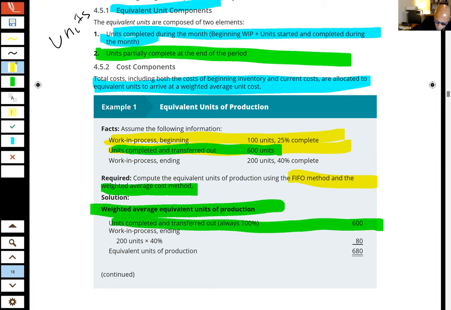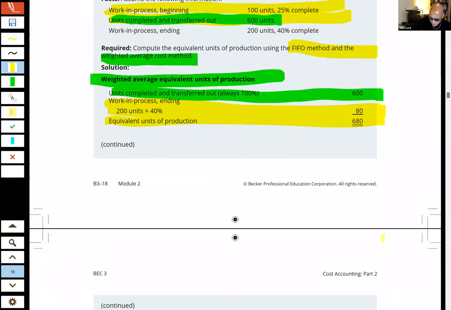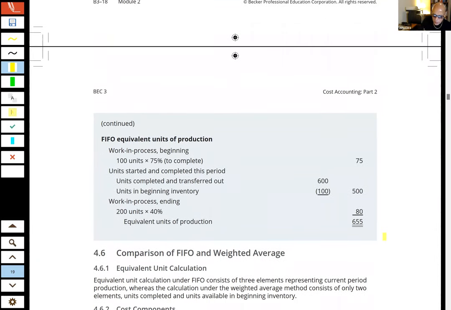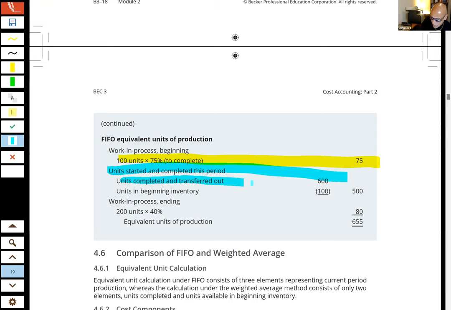Then you come over. And when we look at the work in process at the end, we just pick up those 200 units times the 40% and we have our equivalent units. Okay. Now, if you come over and you were to look at the FIFO method, we only give ourselves credit for what we completed this period on those first 100. So that's that 75 because it was 25% complete, 100% minus 25%. Means we completed 75%. Units started and completed this period is 600, but we already accounted for the 100 units, didn't we? Up there that we had started. So to get the units started and completed, you have to back out those 100 that we already counted for up there and you get the 500, okay?